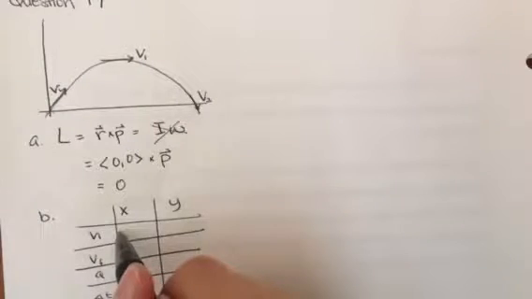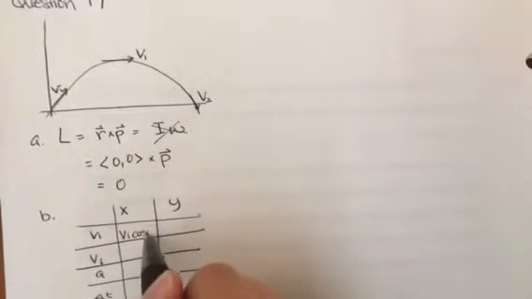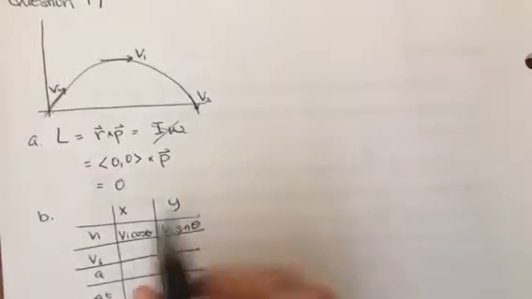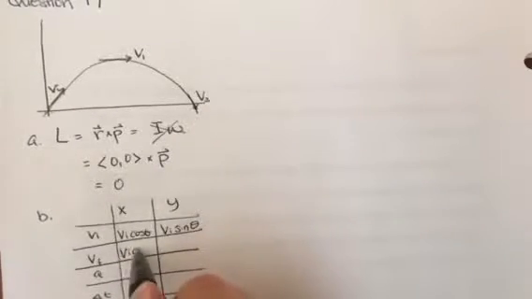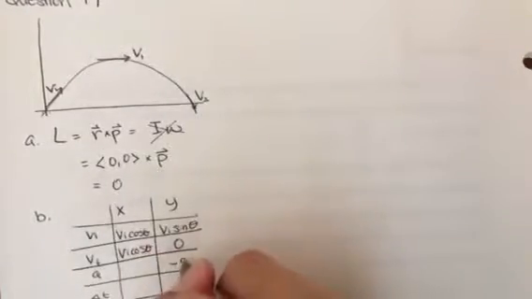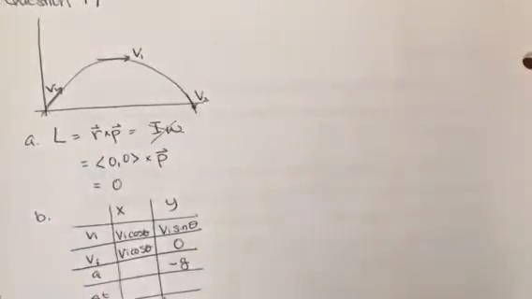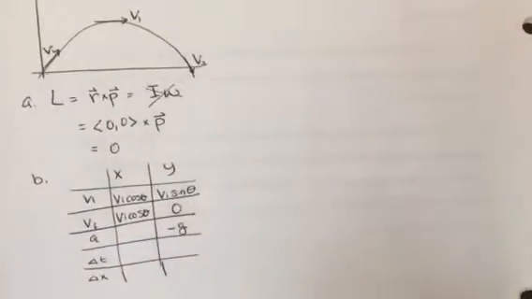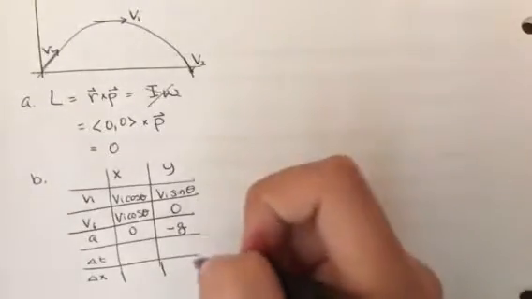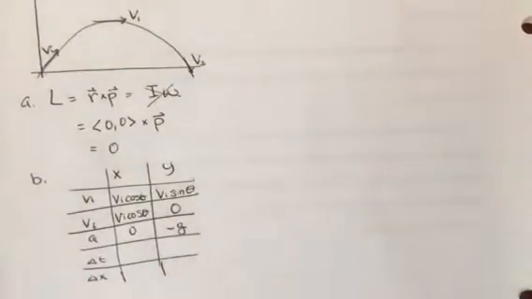Okay, you know that this is going to be vi cosine theta, and this one's going to be vi sine theta. This one's going to stay vi cosine theta at the highest point. The y is going to become 0. Acceleration is going to be negative g, or negative 9.8 if you prefer. And acceleration in the x direction is always 0. Delta t you don't know, and delta x is what you're trying to find.